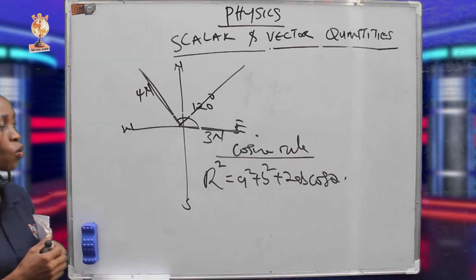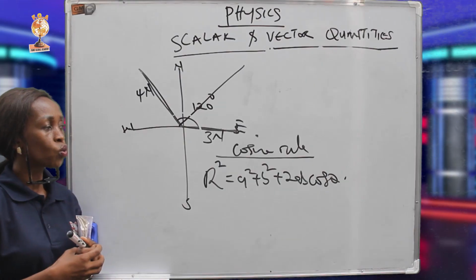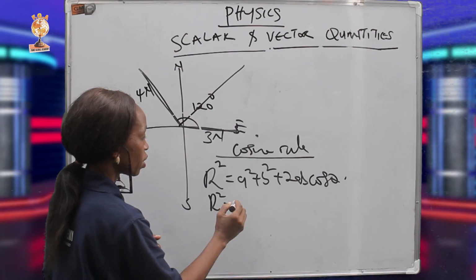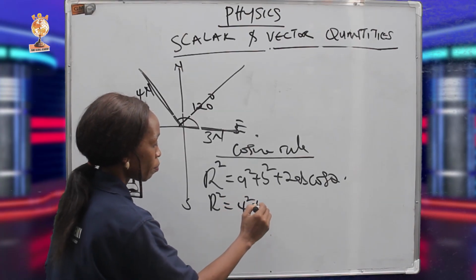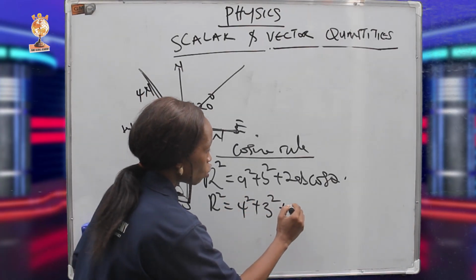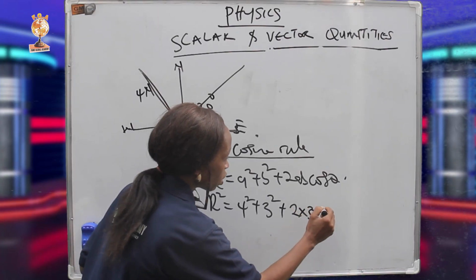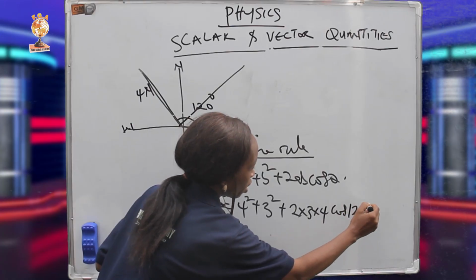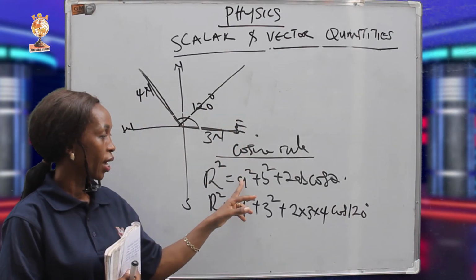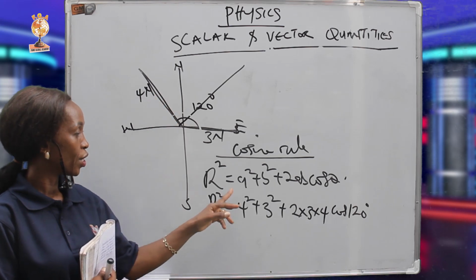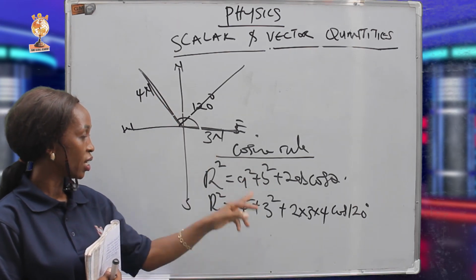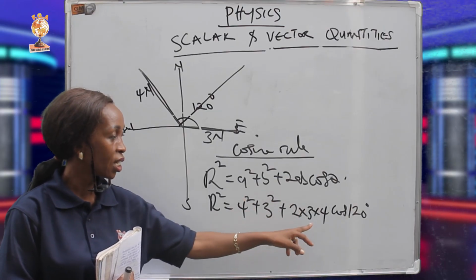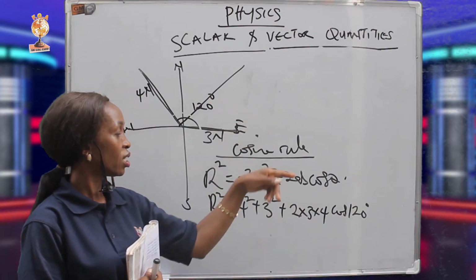R square is equal to a square plus b square plus 2ab cos theta. So r square becomes 4 square plus 3 square plus 2 times 3 times 4 cos 120 degrees. 4 is a, 3 is b, plus 2ab, and cos theta, which is 120 degrees.